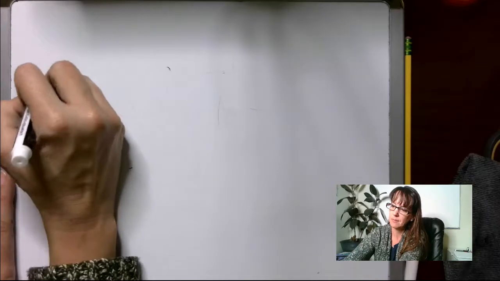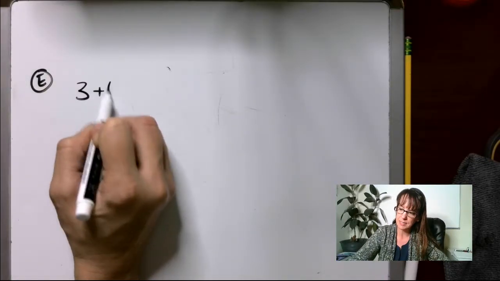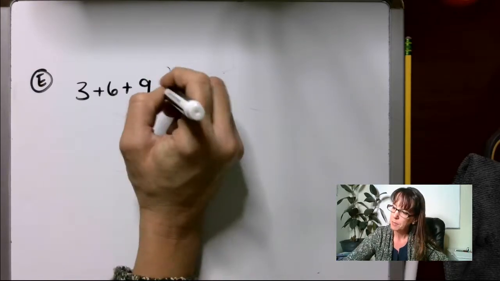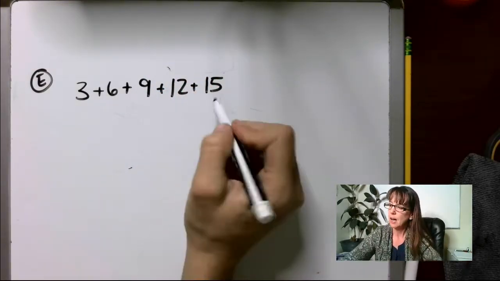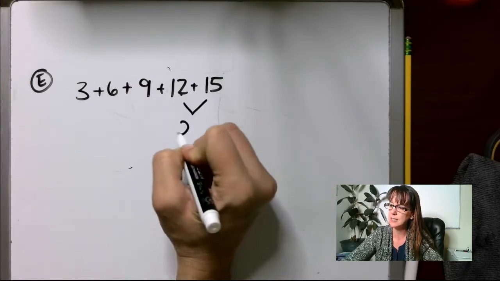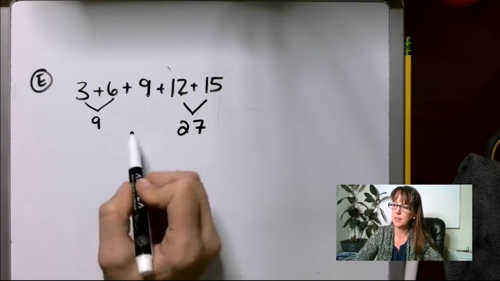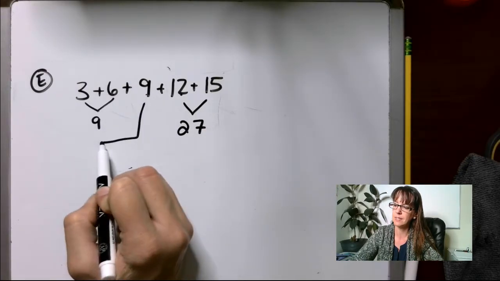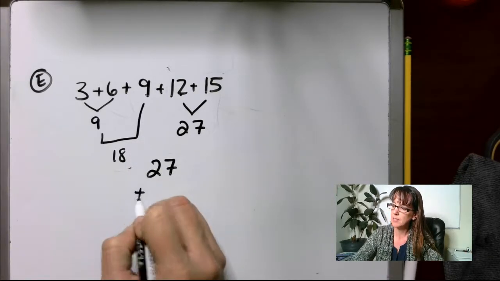Find the average. This was D, by the way. So for E, find the average of 3 plus 6 plus 9 plus 12 plus 15. All right, so 5 and 2 is 7, so this is going to be 27. This is 9 plus another 9, right? These guys, that's 18. So we have 27 plus 18.